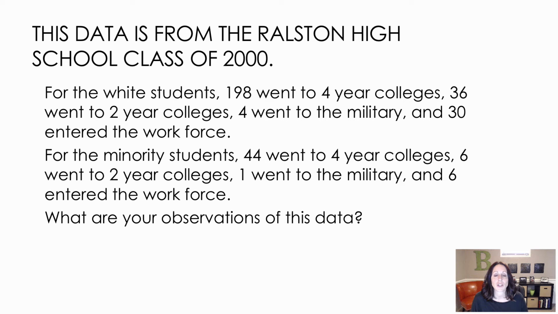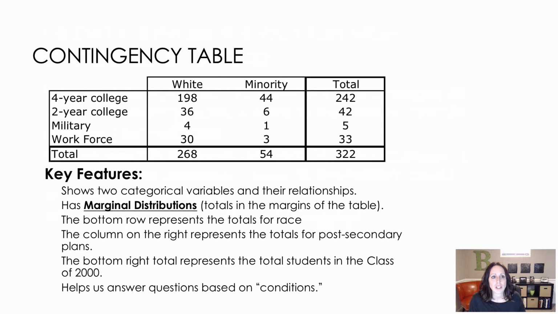So what are my observations of the data? Well, it's kind of a lot going on, and so what I can do is create a contingency table. The contingency table basically makes it easier for me to look at by each race, so white or minority, or I could look at four-year colleges. So for a four-year college, I can look at the number of whites to minority students and total. So it basically just is a way for me to look at one categorical variable versus another categorical variable. So this is post-secondary plans versus race.